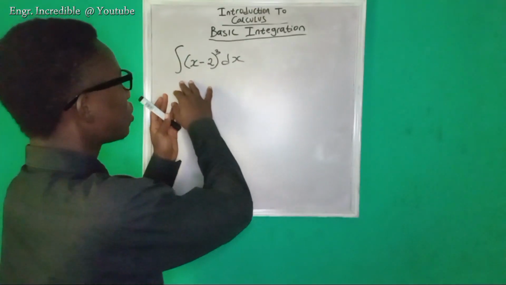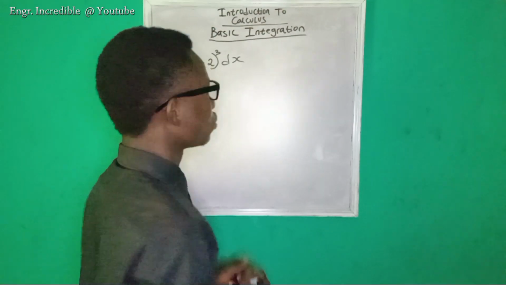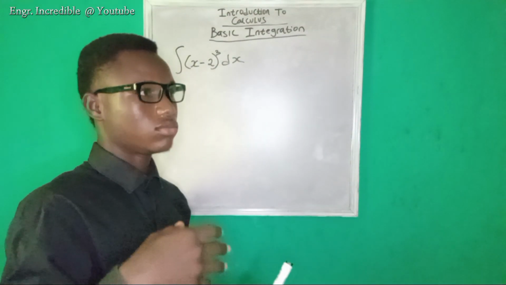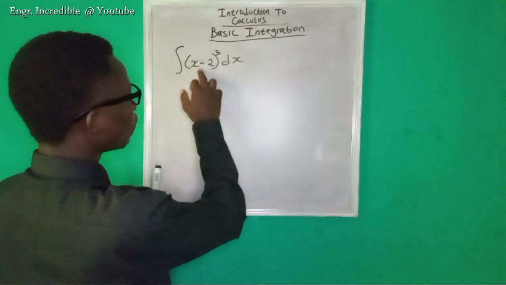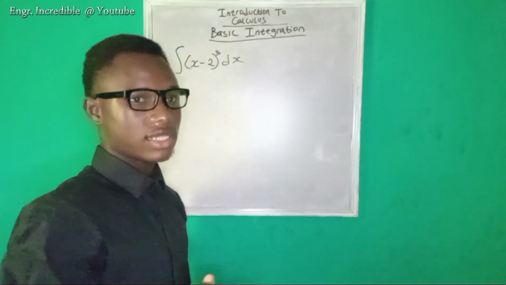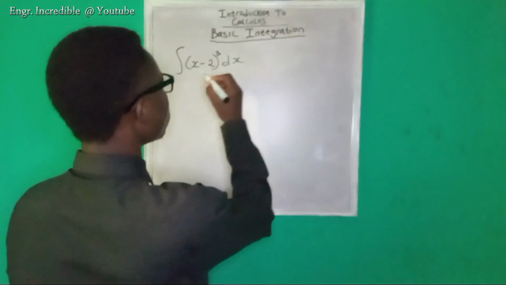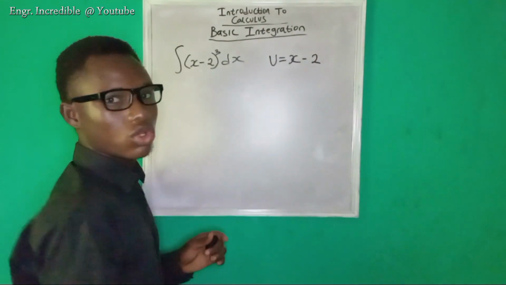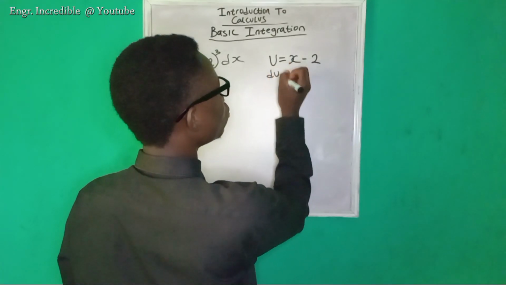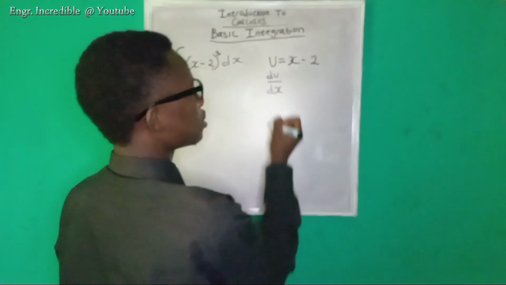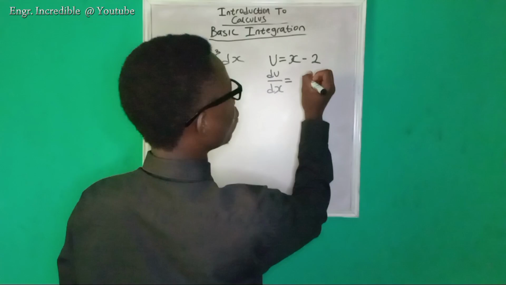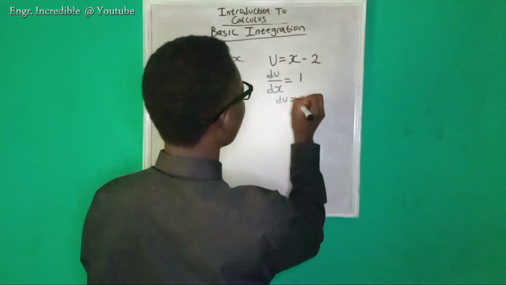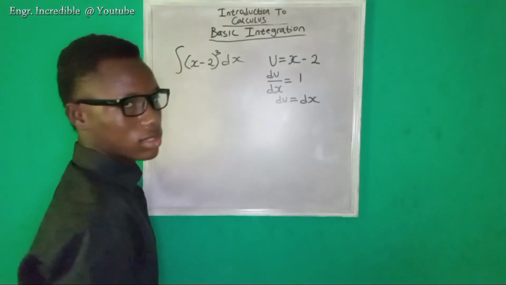So in this case, there is a method of solving this type of question, and here we go. First of all, the function that is inside, the inner function, we are going to give it a value. Let's say u. So we are going to say u is equal to x minus 2. Then we differentiate u with respect to x. So du/dx is going to give us 1. So when we are cross multiplying, we are going to get du is equal to dx.